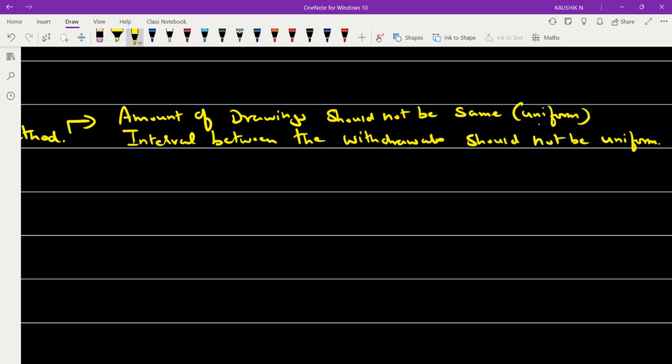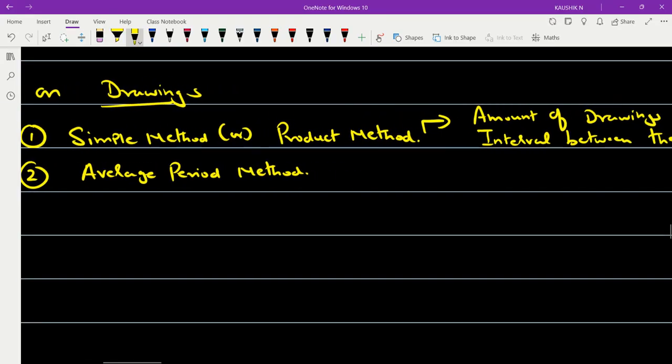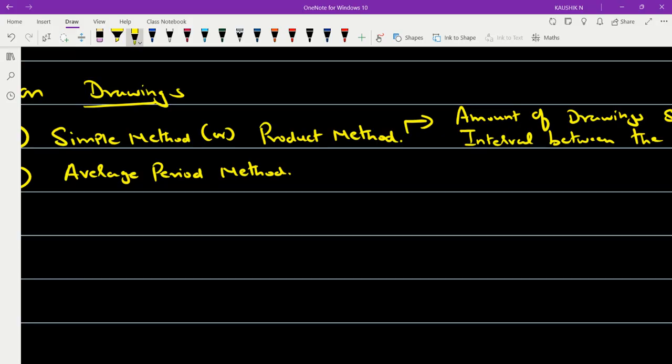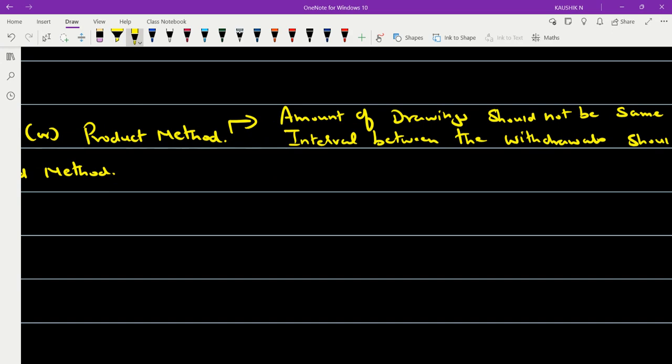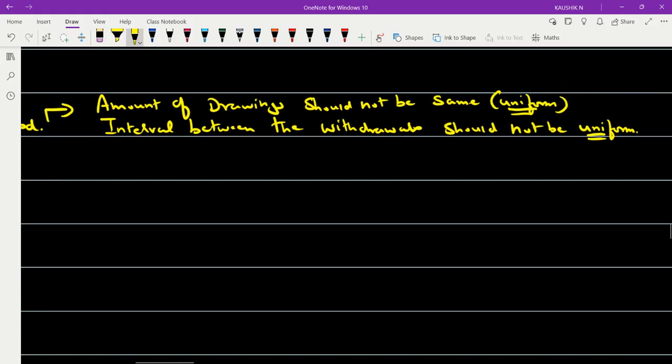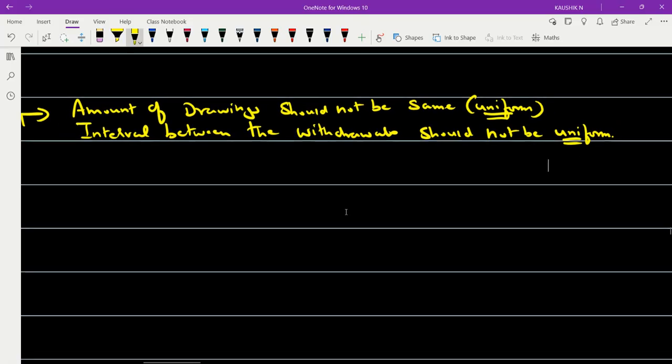So that means if you don't maintain the uniformity either in the amounts or in the intervals of withdrawal, then we'll go with the simple method or the product method. That means different dates will be given with different values of withdrawal. Then you will go with this particular method. Only if you read the question, you will have clarity. This is a condition under which we take a call whether to use the simple product method or to go with the average period method. Any doubt in this one?